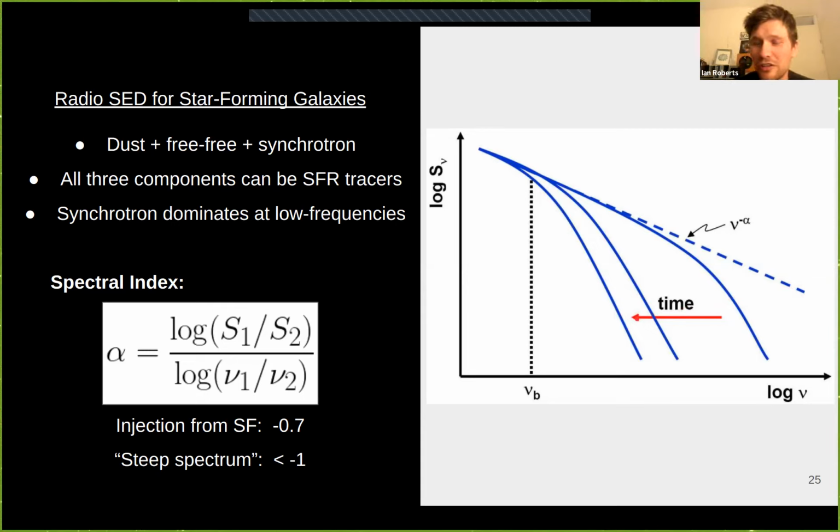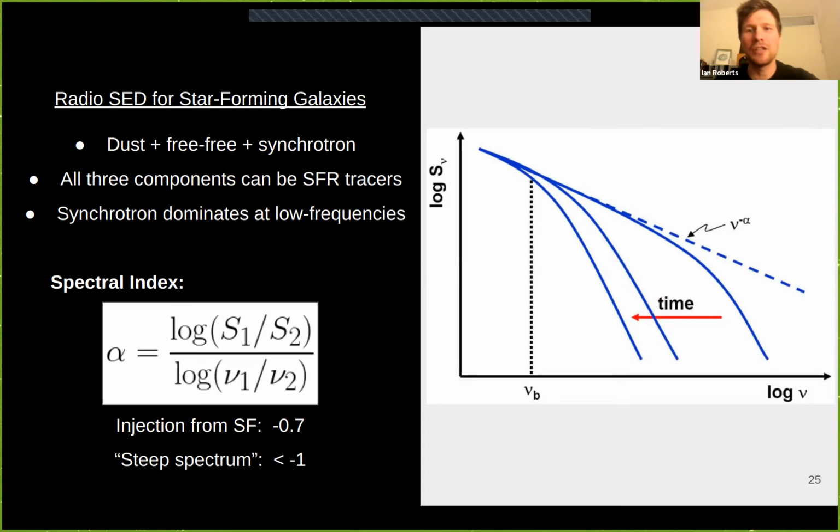This also induces some curvature into your spectrum, which if you have enough frequencies, you can measure and there's information in it, but you need 3, 4, 5 frequency measurements to actually constrain that curvature well. But even with just two data points, you will certainly see that over time, again, we're assuming that these cosmic rays are not being reaccelerated in any type of way, your synchrotron spectral index is going to get steeper.